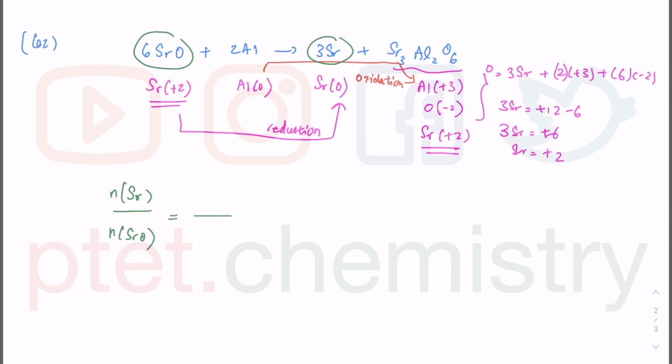From the balanced equation, you have 3 mole of strontium. So on the top, I have got strontium. So on the top, I put down 3 mole of strontium from 6 mole of strontium oxide. This is from the balanced equation.